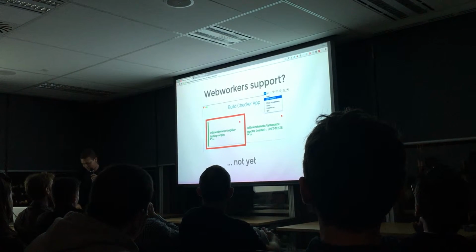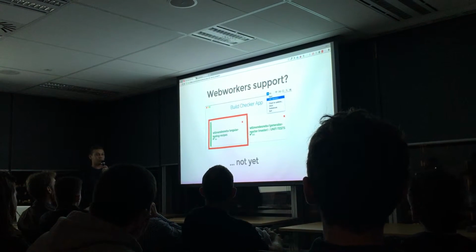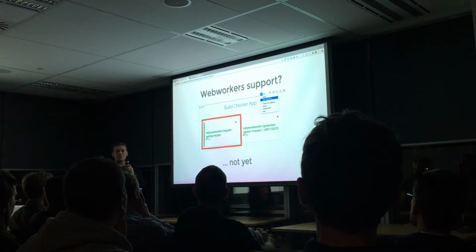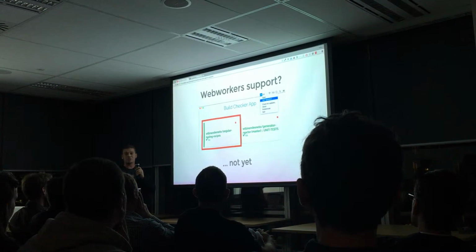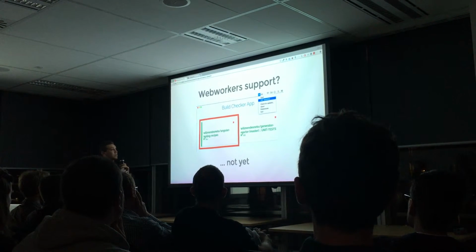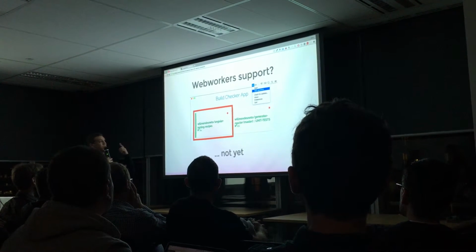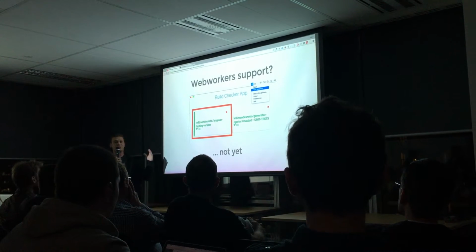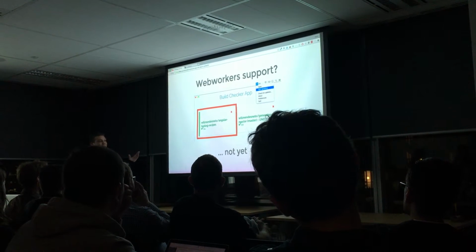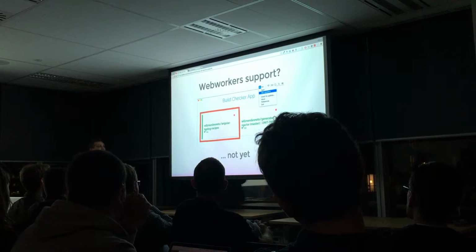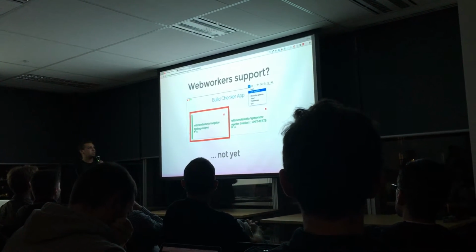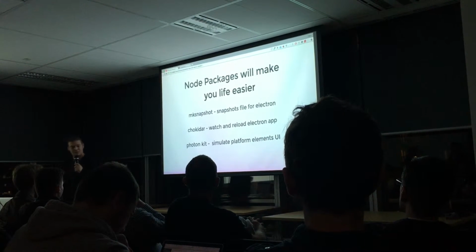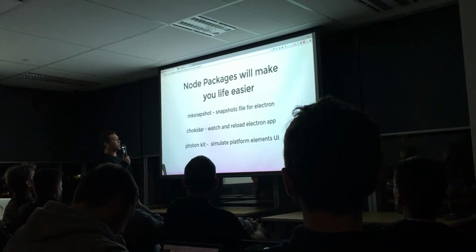Another problem was about web worker support. If I'm doing the polling all the time in the application, I need to think about performance issues and all this stuff. So the first idea was using web workers, but it's not supported yet. There is a big issue in the Electron JS repository, so I didn't use this yet.